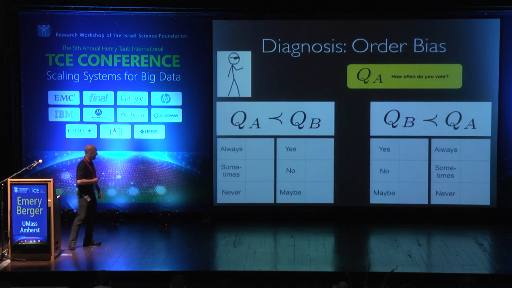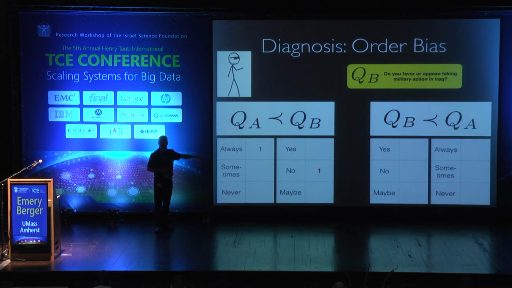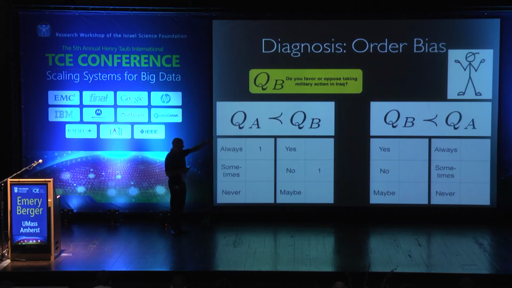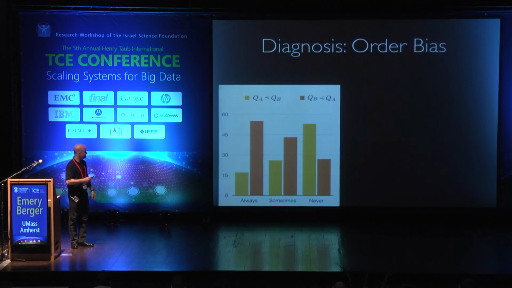The same applies for other users and so on. Here, we ask this person, how often do you vote? That's question A. Question A happens before question B for him. He says always, and then doesn't favor military action. Then we get somebody else, and the question order is different. Question B comes first, they answer it, then question A comes second, and they answer that. Once you do all this, you end up with distributions.